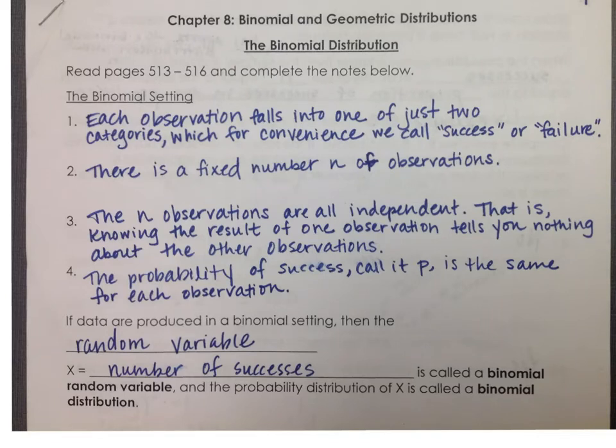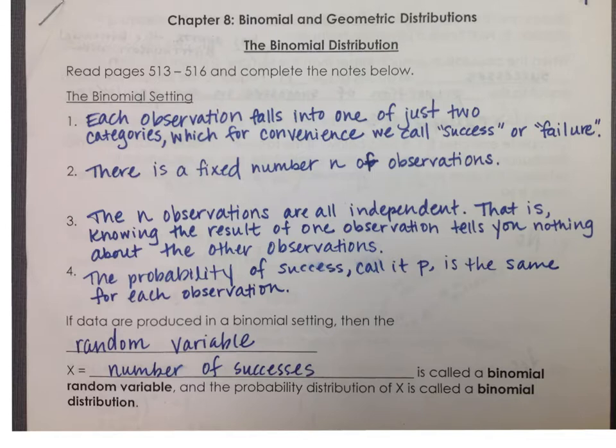Chapter 8 continues on with probability, but talks about two specific settings and the calculations associated with them, as opposed to the variety of probability situations we looked at in Chapter 6. These two specific distributions are called binomial and geometric distributions. We'll spend quite a bit of time talking about the binomial case, and if you have a good handle on that, the geometric distribution should be pretty easy to pick up.